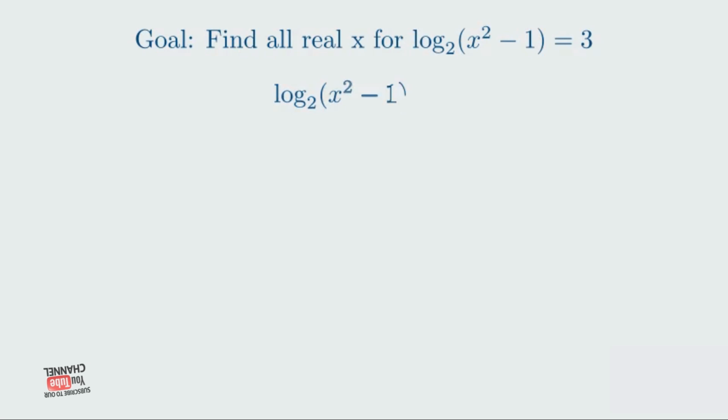The equation is log base 2 of the quantity x squared minus 1 equals 3. Our task is to find all real values of x that make this statement true. To solve this, our main strategy will be to convert the logarithmic equation into its equivalent exponential form. Before we do that, though, there's a critical step we must not forget: establishing the domain of our equation.